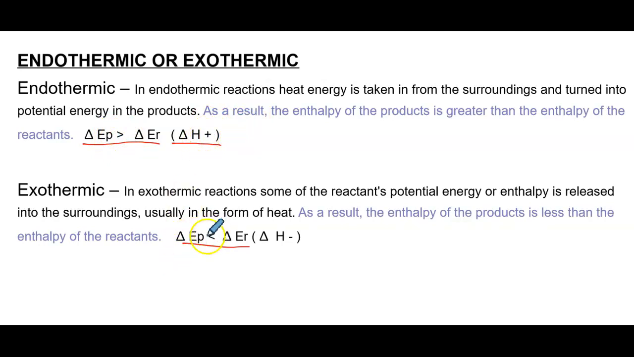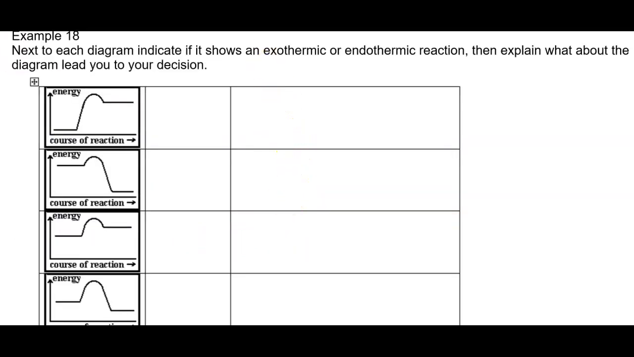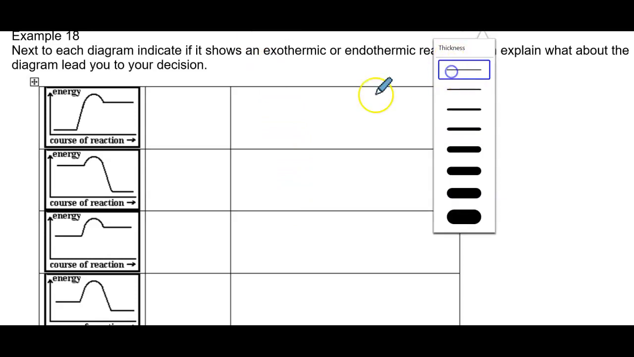When it is a less than sign, it's exothermic and negative delta H. So for all 4 of these, we're going to describe if it's endo or exo and then justify. And so let me show you what we're going to do.